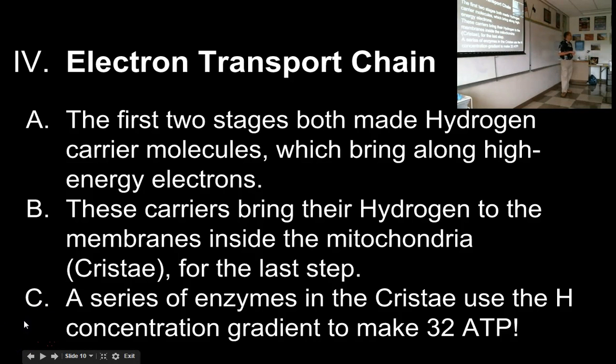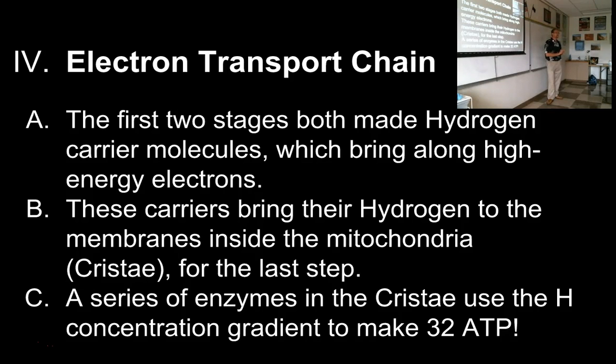So this is the big harvest. We only made 2 ATP molecules in glycolysis, and we only made 2 ATP molecules in the Krebs cycle. If that's all that you could make per molecule of glucose, that'd be pretty sad, because your cell uses ATP a lot for lots and lots of things. And if it only made 4 ATP molecules per molecule of glucose, you'd have to eat a lot of food.